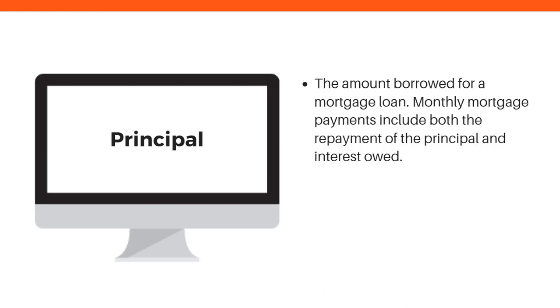Principal. This is the amount that gets borrowed for a mortgage loan. The monthly mortgage payment includes both the repayment of the principal and the interest owed. So this is the amount that you're borrowing. So you're going to borrow $100,000, then that's the principal amount that gets borrowed. Each time you make a mortgage payment, you are paying back a portion of that $100,000 principal. So that's why part of your mortgage payment is principal, and then the rest of your mortgage payment is interest that you are paying for the cost of borrowing that mortgage loan.